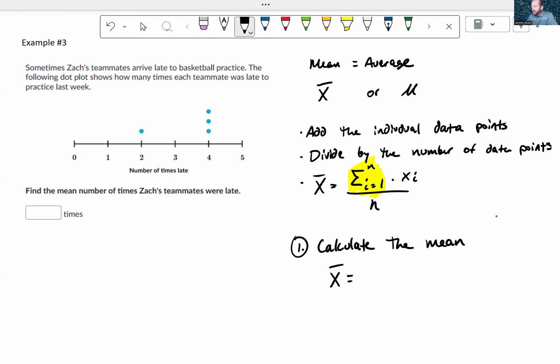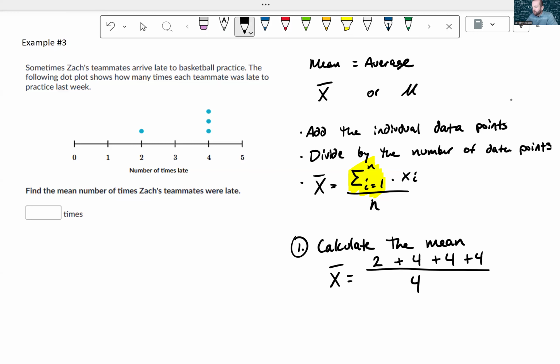The average is we're going to add together all the values. So we have 1, 2, and we have 1, 2, 3, 4s. And then we're going to divide by the number of data points there are. There's 4 blue dots there. That's what our n is equal to.